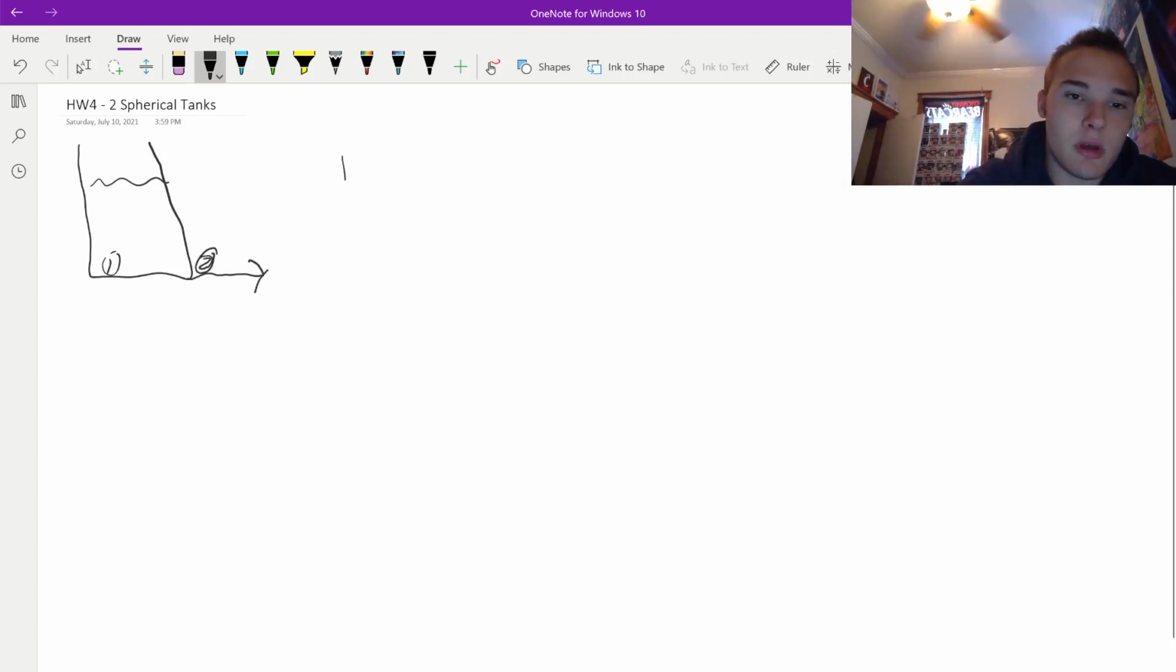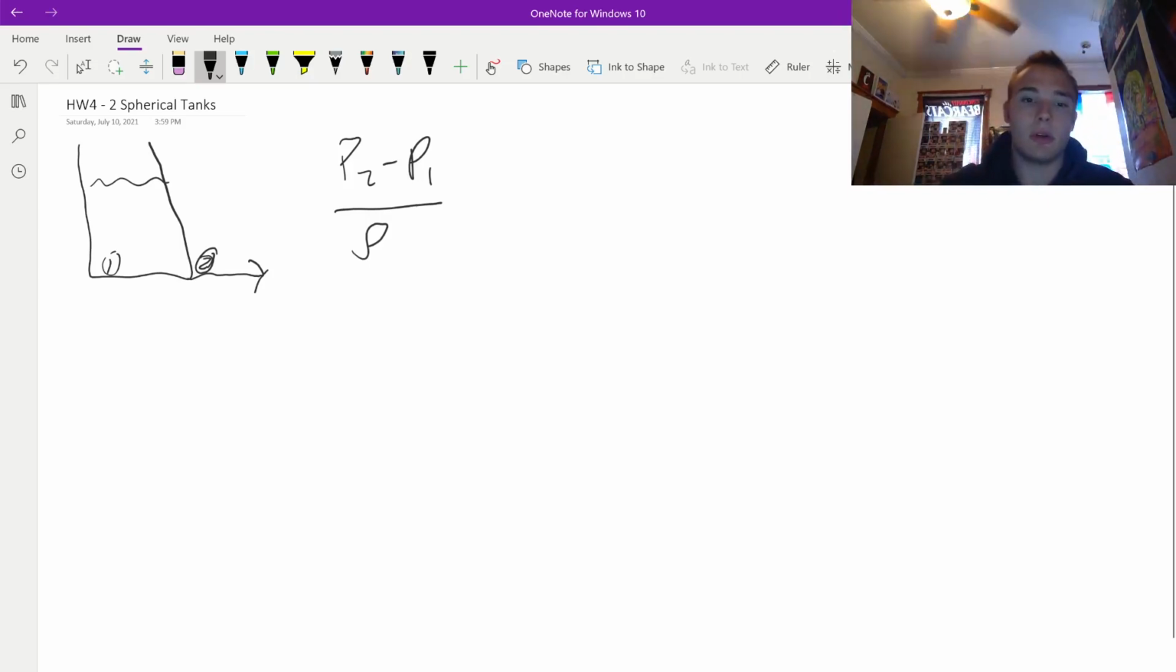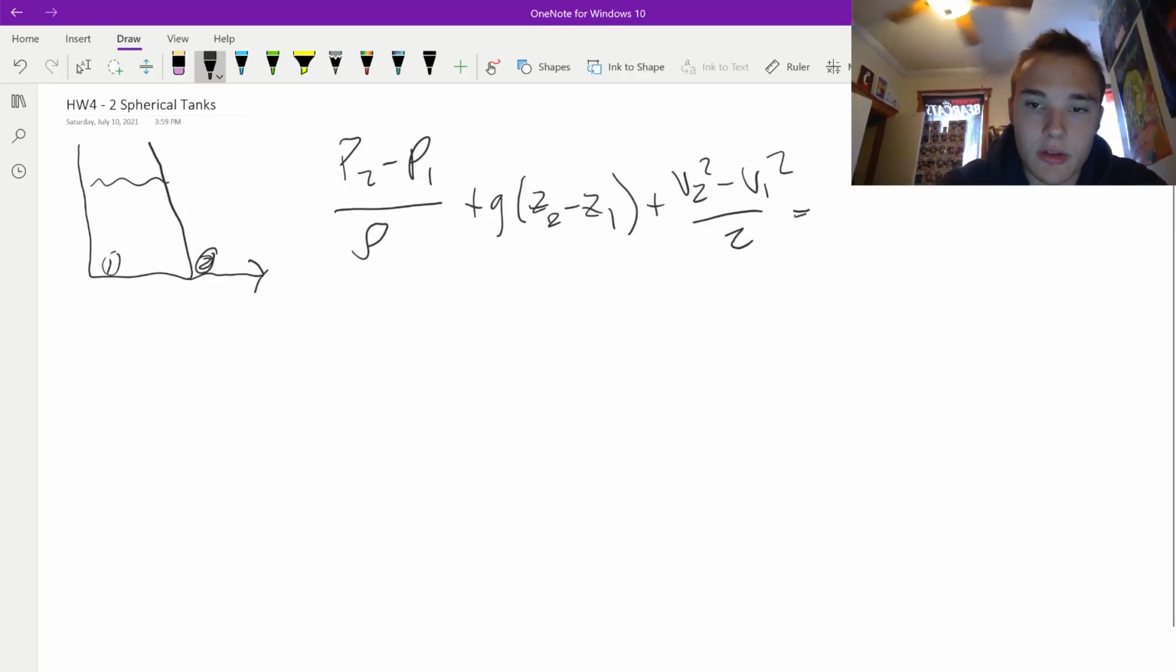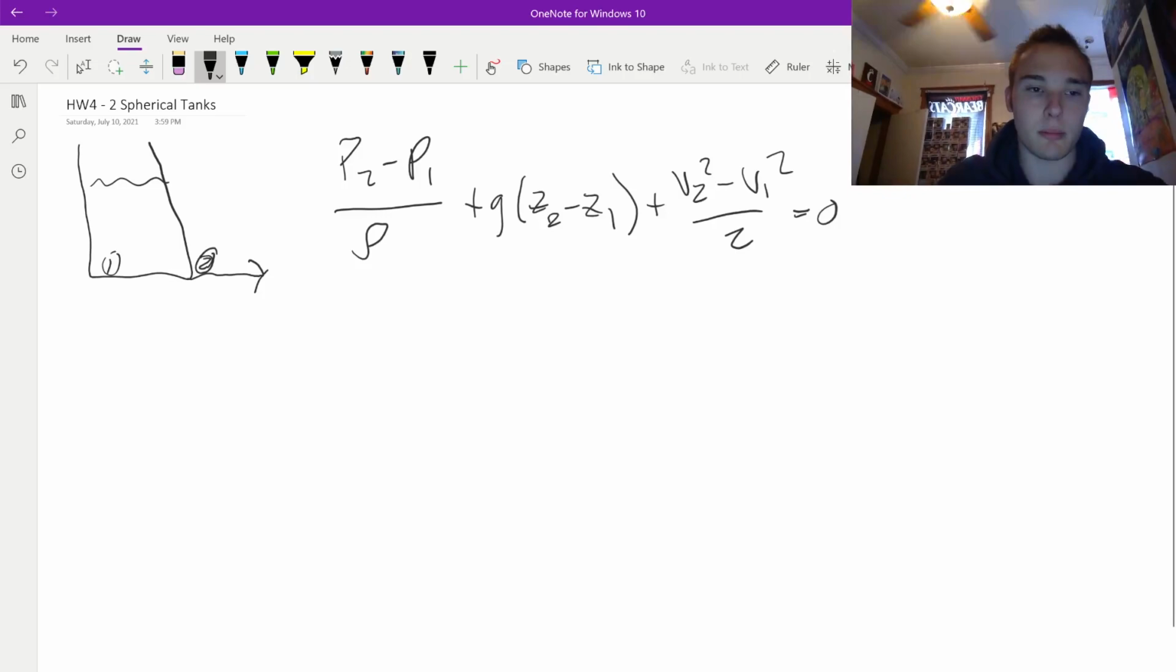So we have P2 minus P1, and this will be over rho, which is the density of fluid. And then we'll say plus acceleration due to gravity g, and then the difference of height z2 minus z1, and then plus our v2 squared minus v1 squared over 2, and this is equal to 0. So this will be our Bernoulli's equation in which we're going to start from.